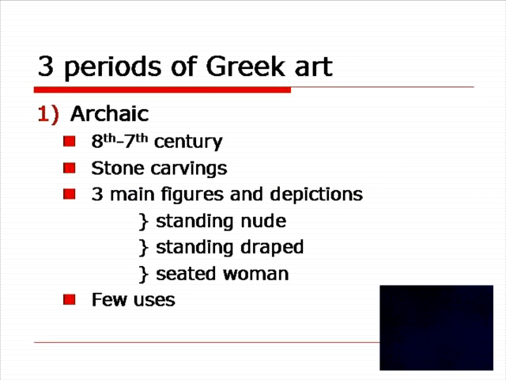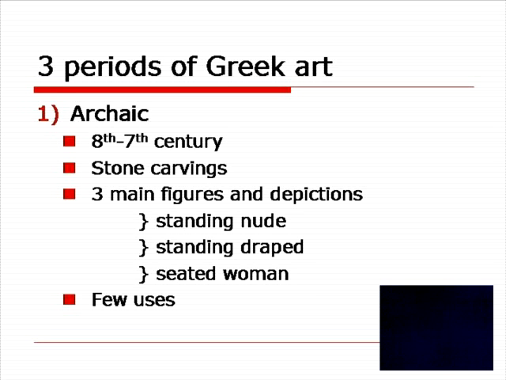The first is the Archaic period, which goes from the 8th century BCE to about the 7th century. Essentially, this covers about 200 years. In this period, the majority of art is made from stone carvings and depicts three main figures. The first figure is the standing nude, which obviously depicts a standing form, usually male. The figure has a significant amount of detail in the muscles, form, and shape of the body because artists wanted to show that they knew the shape of the human body and how to create that within their art and sculptures.